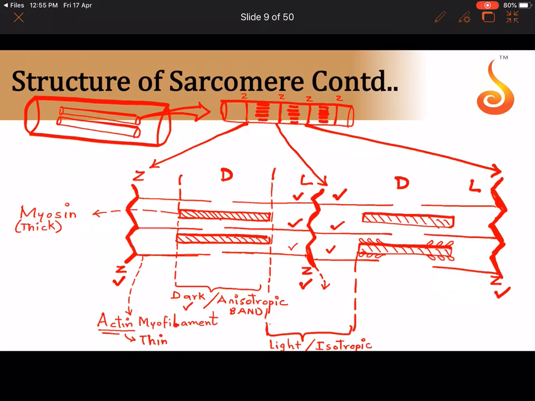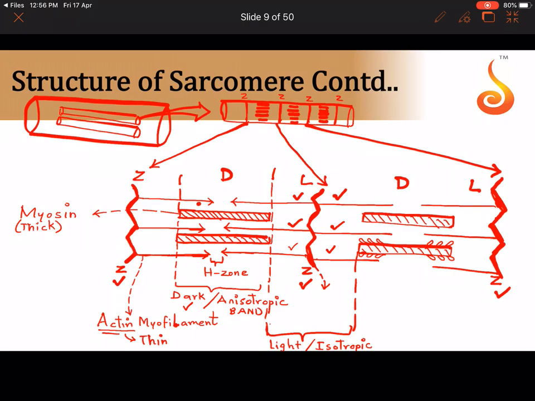And did you notice in the central region of the dark band, this is the dark band, in the central zone of the dark band, it is slightly less dark. Why is it slightly less dark? Because can you see that the actin ends over here? The actin does not extend to the center. So the central zone has only myosin. This is referred to as the H zone. The H zone is the central zone of the dark band where what is present?